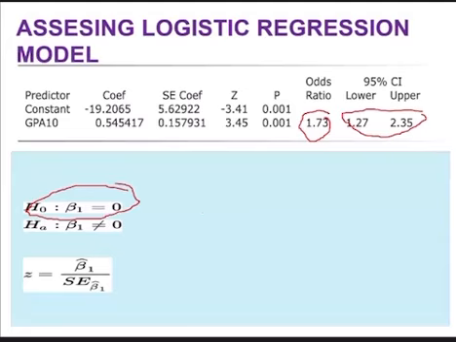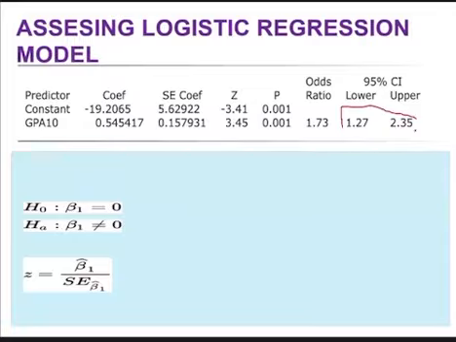I'm going to say that again. Maybe I give you the confidence interval for the odds ratio. When the confidence interval for the odds ratio includes 1, then you are not rejecting H0. Do we have 1 in that interval? No, there's no 1. It's from 1.27 to 2.35. Because there's no 1, the confidence interval is saying reject H0. The confidence interval agrees with the p-value. Can you see that? They are performing the same role.